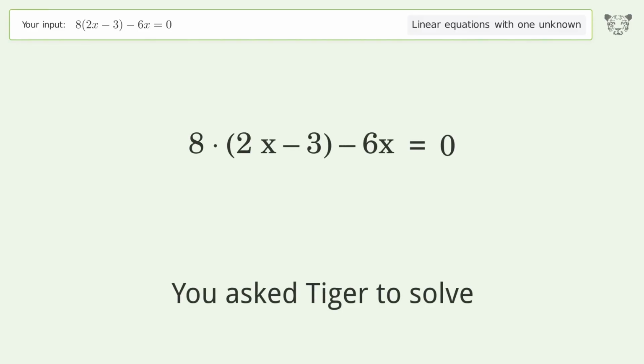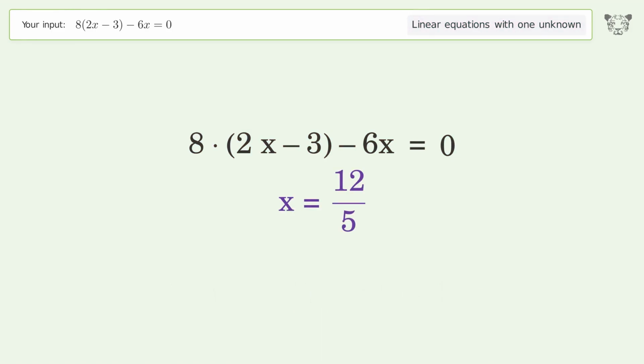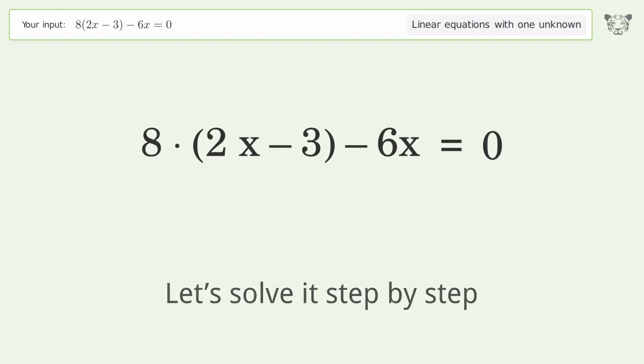You ask Tiger to solve. This deals with linear equations with one unknown. The final result is x equals 12 over 5. Let's solve it step by step.